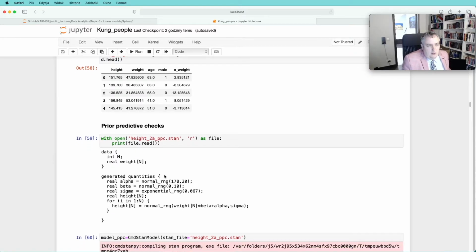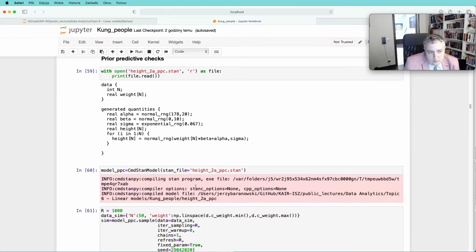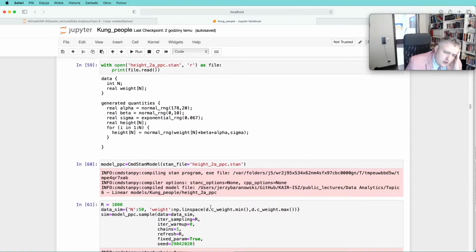So we sample alpha from normal as previously. We assume that the average person will have an average weight, and for beta we assign a normal distribution between 0 and 10. So the model compiles without any issue.